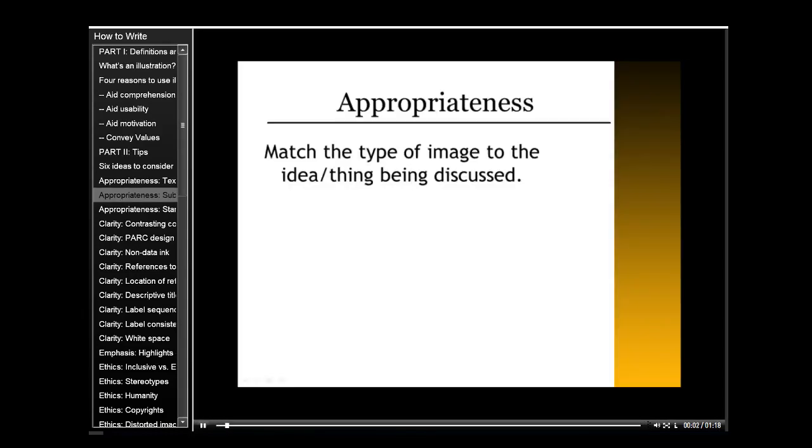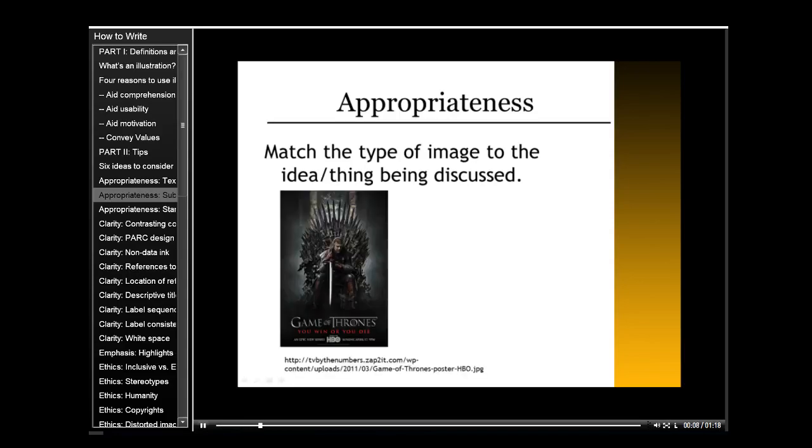You want to match the type of image that appears to whatever it is that you're talking about. So, for example, if we're going to use this image about the Game of Thrones, we've got Ned Stark, Sean Bean, the movie star, leaning on a naked sword. He's sitting on a throne made of swords. He's dressed in sort of a medieval kind of way. He looks like he has the weight of the world on his shoulders, doesn't he? This image matches the sort of thing the series is about.